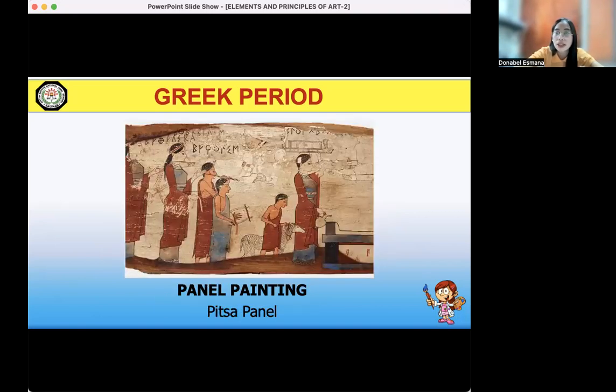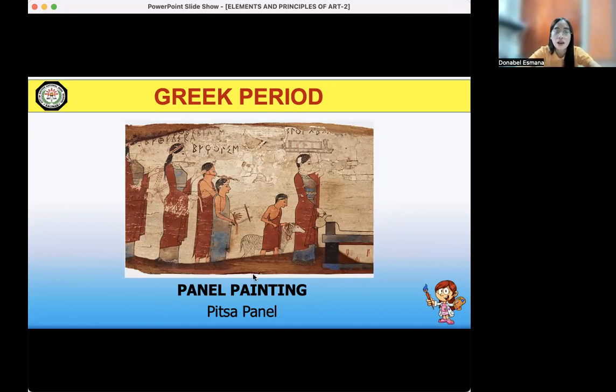So what do you mean by panel painting? These are paintings on flat panels of wood. Again, sa wood po nagpipaint, no? Sa kahoy. It can be either a small or a single piece or several panels joined together. And most of the panel paintings no longer exist. Hindi na po nag-exist ang mga panel paintings noong unang panahon because of its organic composition. Dahil nga sa kahoy po sila pinipaint.